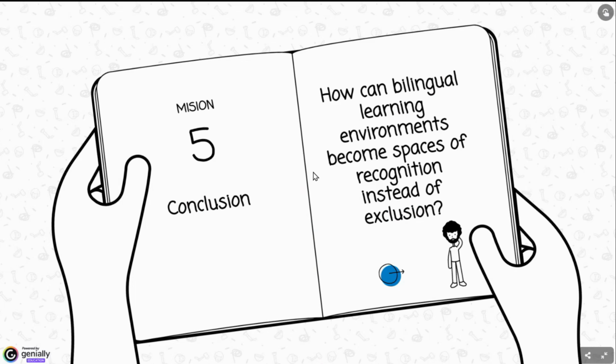Well, to conclude, how can bilingual learning environments become spaces of recognition instead of exclusion? Well, to answer this, we need to move beyond superficial inclusion and rethink bilingual education as a space where identities, voices, and repertoires are genuinely valued.